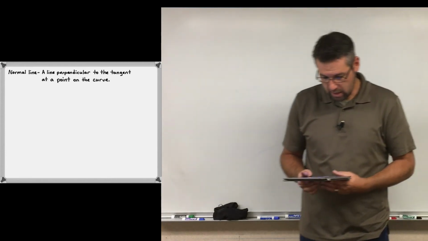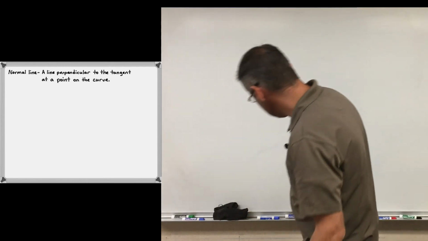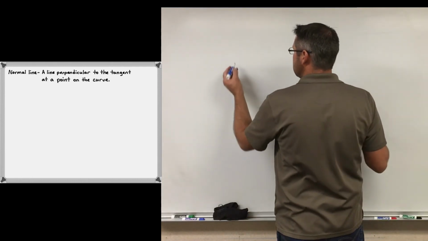Anyways, so a normal line is a line that's perpendicular to the tangent line. A normal line is perpendicular to a tangent line at the point of tangency.